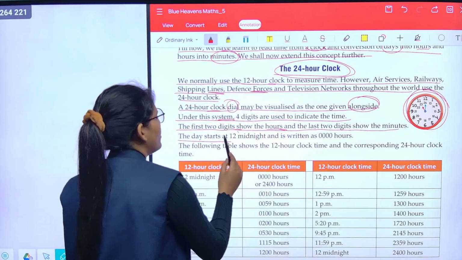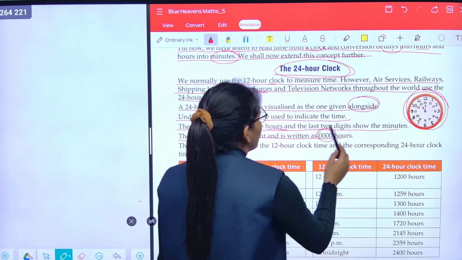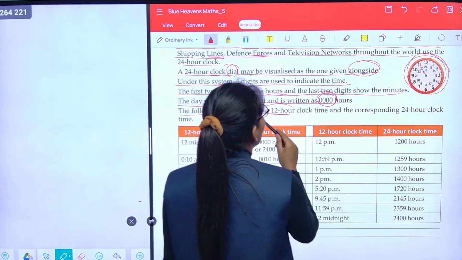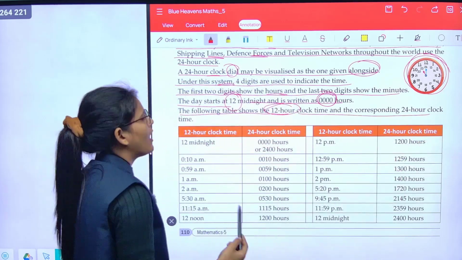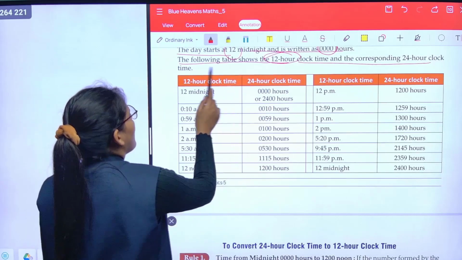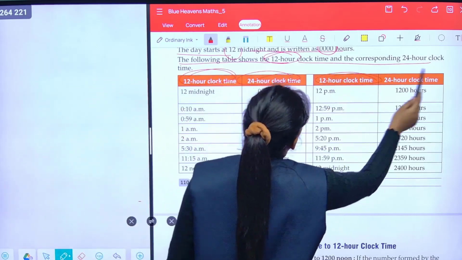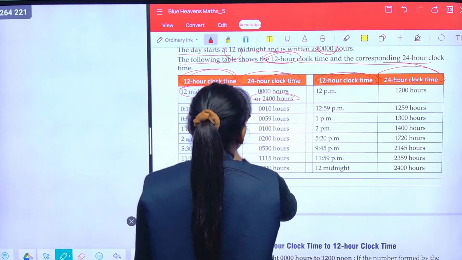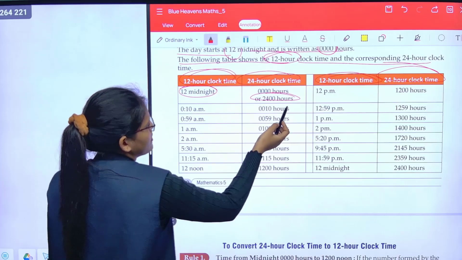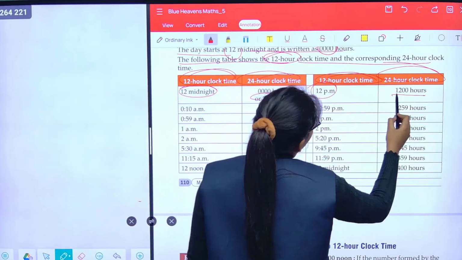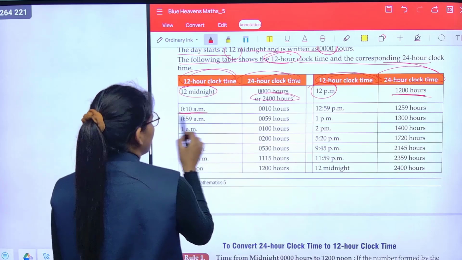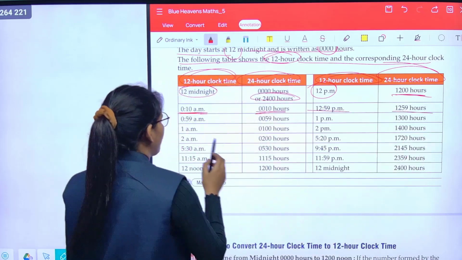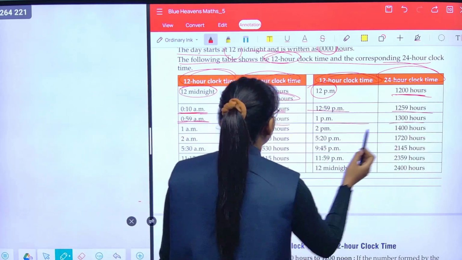See, the day starts at 12 midnight and it's written as 4 times 0 hours. The following table shows the 12-hour clock time and the corresponding 24-hour clock time. See class, 12-hour clock time, 24-hour clock time. Now 12 midnight, see class, 24 hours. Now 12 p.m., 12 hours. 10 a.m., so 10 hours. 12:59 p.m., 12:59 hours. Now see similarly like this.